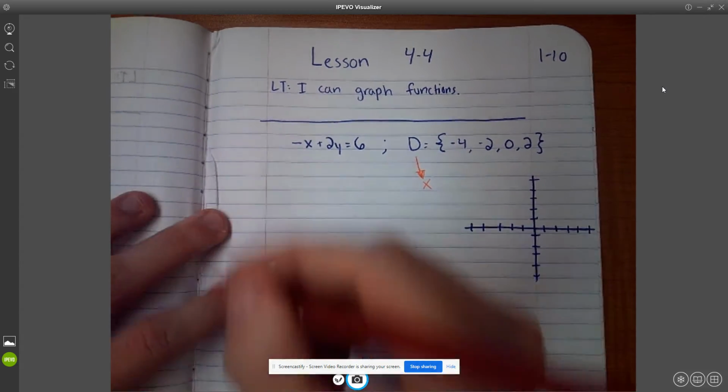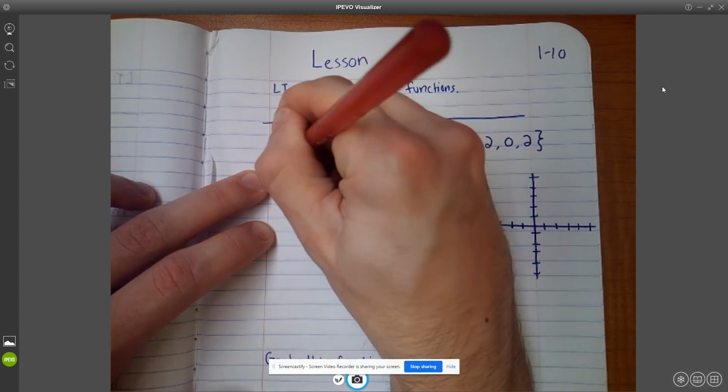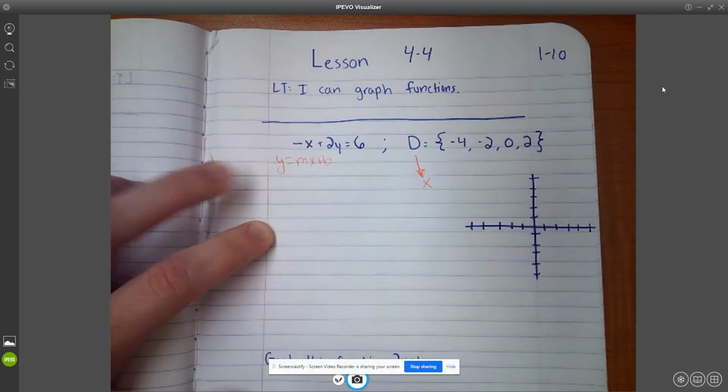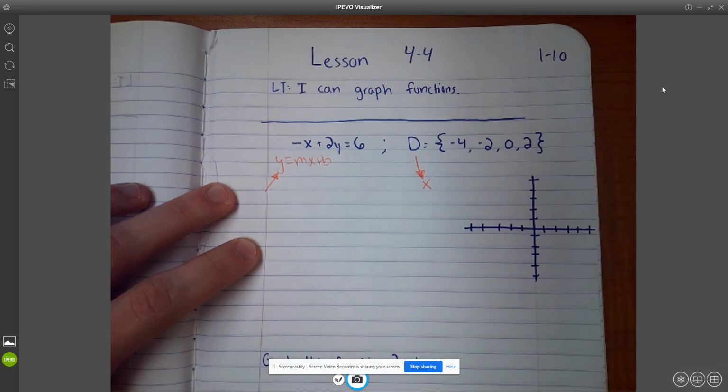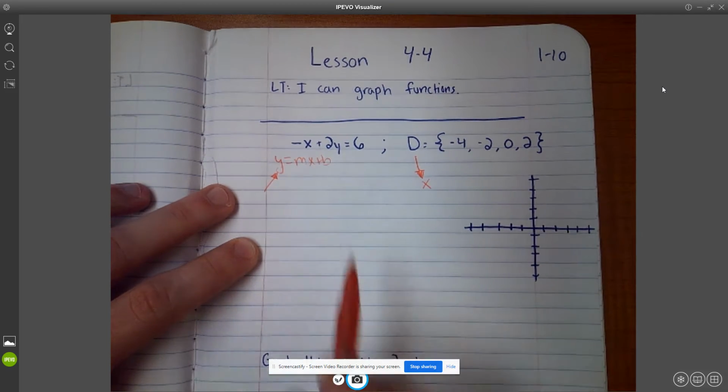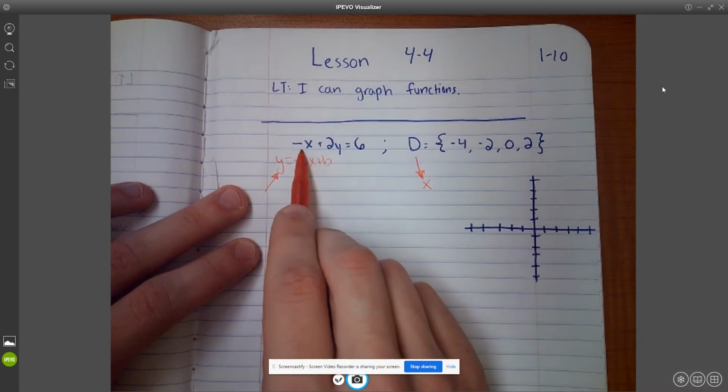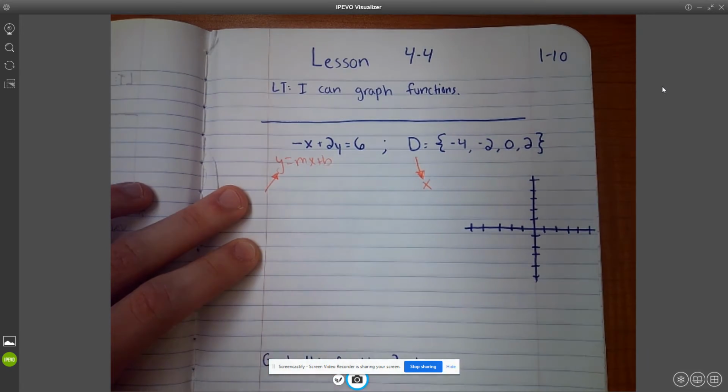In order to solve this, we really want to get this into y equals mx plus b. In other words, we really want to solve for y. If you remember, y is our output. This is our input. So we have all this stuff next to y. We want to get rid of it. So the first thing we're going to do is get rid of this x. We're going to put this over on the other side.